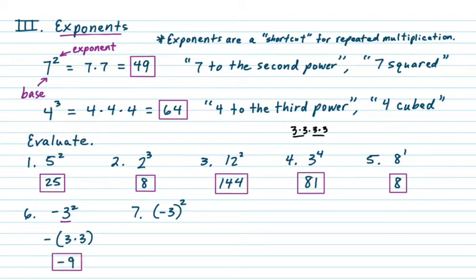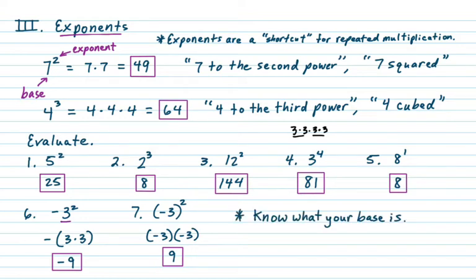Now on number 7 with -3 in parentheses squared, we're multiplying 2 -3's. And so notice here we're going to get a +9. So you got to be really careful with these two cases because the sign and the parentheses make a difference. All right. And so the moral of the story here is know what your base is because it will make a difference. All right, so I'm going to go ahead and stop this video here, and I'll do another video on order of operations.